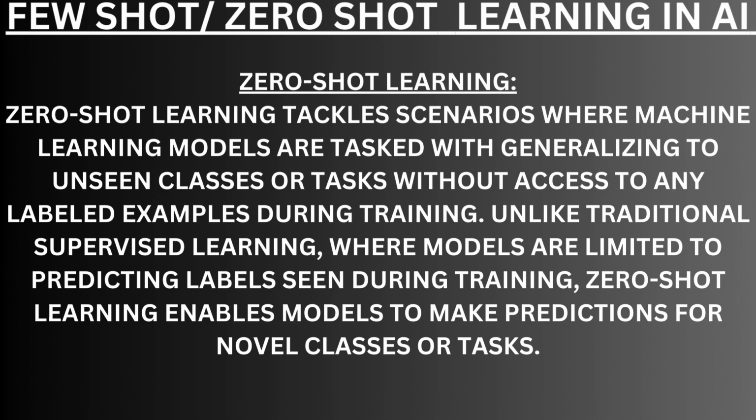Zero-shot learning. Zero-shot learning tackles scenarios where machine learning models are tasked with generalizing to unseen classes or tasks without access to any labeled examples during training. Unlike traditional supervised learning, where models are limited to predicting labels seen during training, zero-shot learning enables models to make predictions for novel classes or tasks.